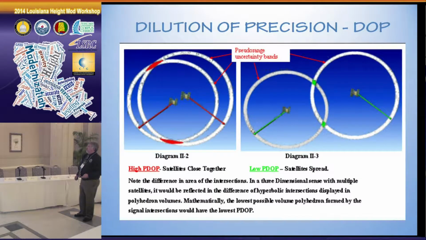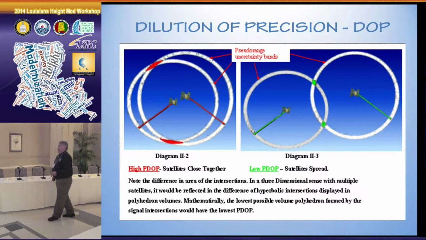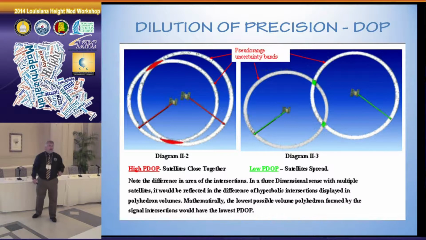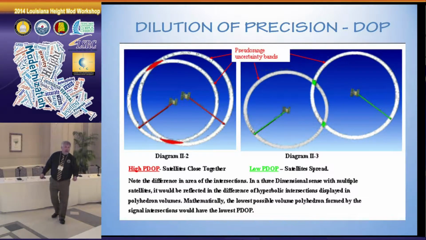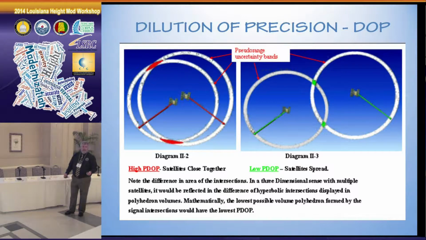Okay. Do we all know dilution of precision? It's simply a unitless factor that just tells you about the geometry of the satellites overhead. If they're close together, you're going to get a higher dilution of precision than if they're spread apart, because the intersections give you a larger area. Very simply, it's a relative factor. The recommendation is 2 or better.